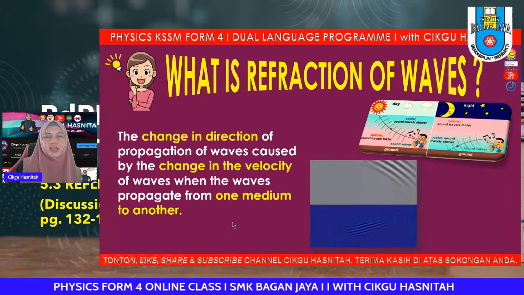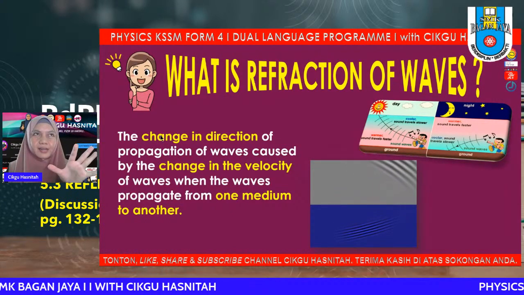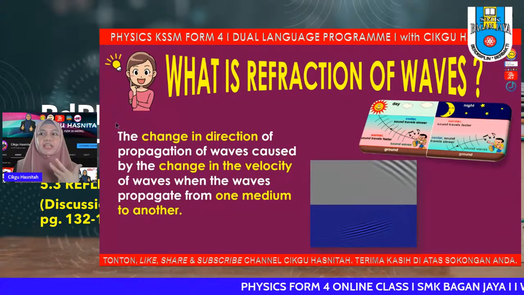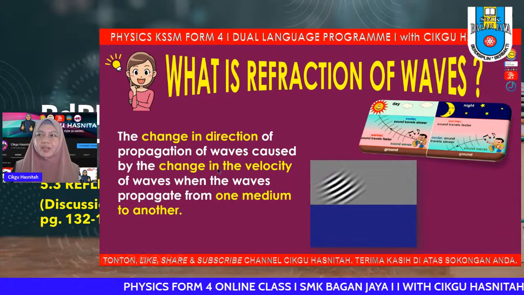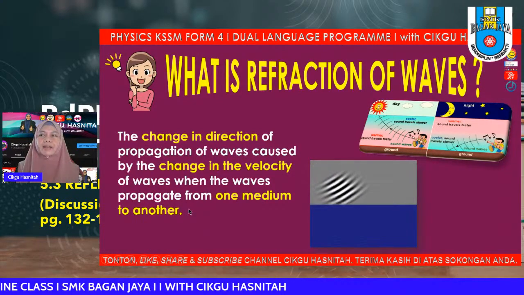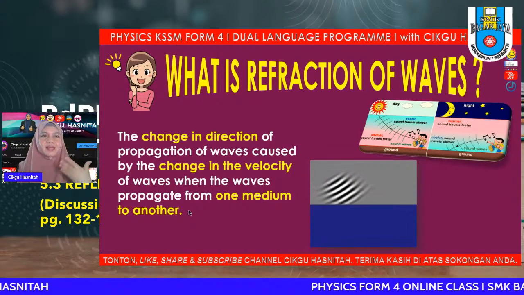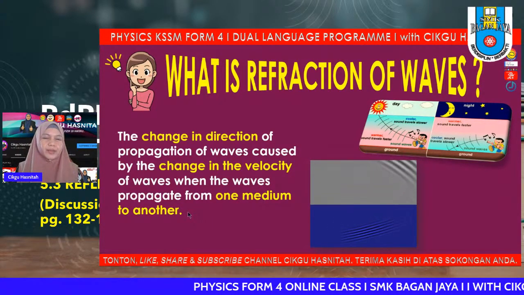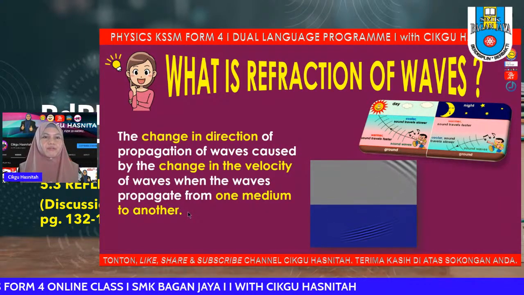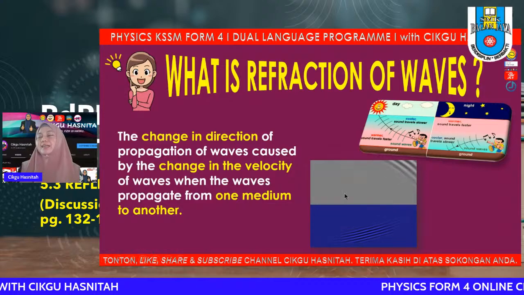Refraction of wave is the change in direction. The word that I highlight in yellow is the keyword. The change in direction of the propagation of the wave due to, or caused by, the change in the velocity of the wave as they travel or propagate from one medium to another. So again, what is refraction of wave? Change in direction of propagation of the wave due to change in velocity as they travel or propagate from one medium to another.